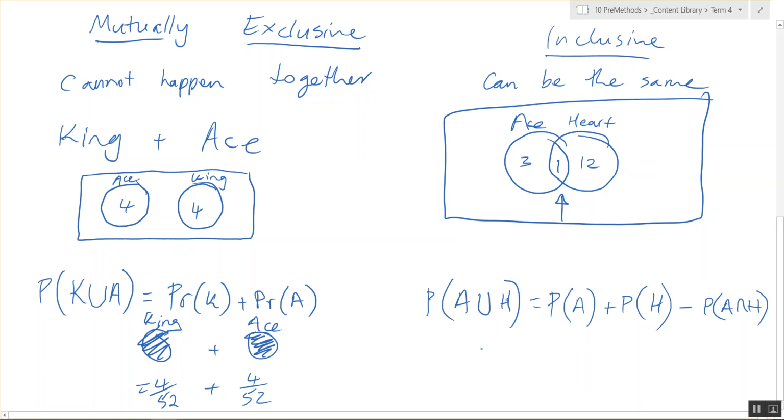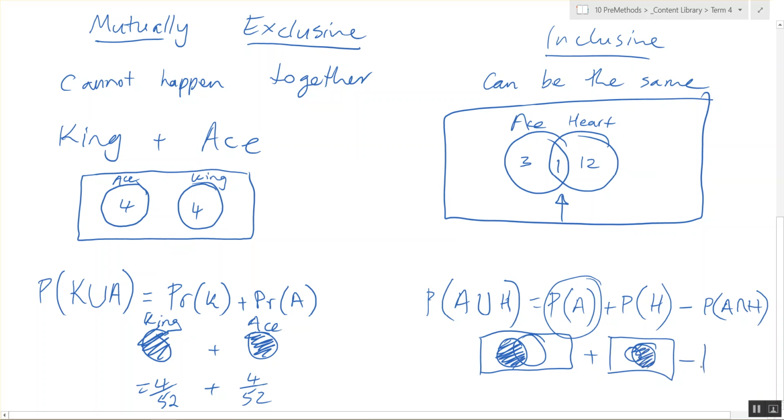I'll show you what it means visually. This one here is the whole heart ace circle highlighted. This is the whole heart circle highlighted. This is minusing the whole, where's the middle bit highlighted. So we can't have the middle bit twice, you have to minus it away. Does that make sense? Yeah.